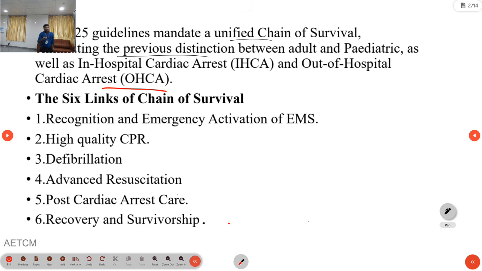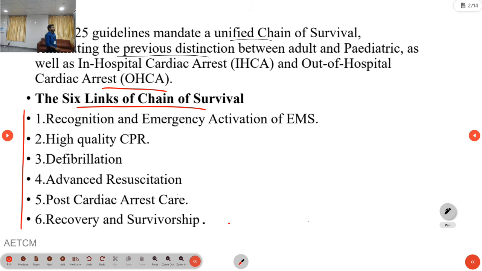Now, as per the current guidelines, the AHA has given a unified single chain of survival for patients who are undergoing cardiac arrest. So if you see a cardiac arrest victim, either an adult or a pediatric victim, or the cardiac arrest happening out of the hospital or inside the hospital, whatever the situation may be, we have to follow these 6 links. We'll see what those 6 links are.